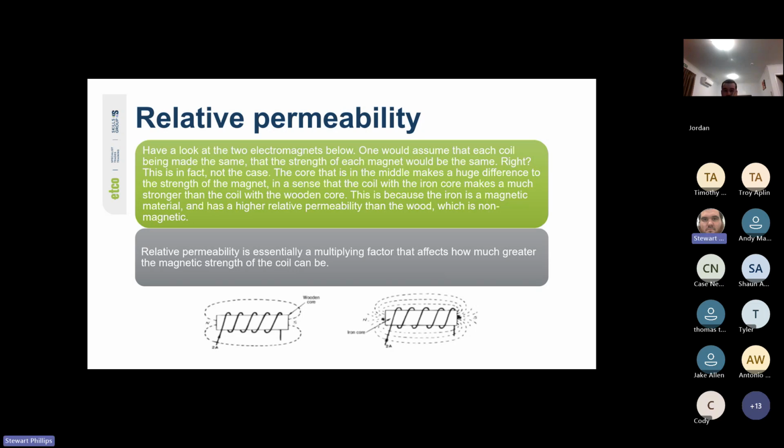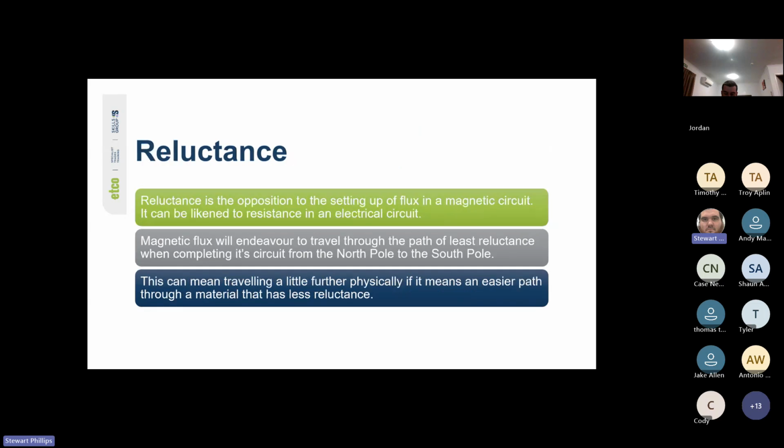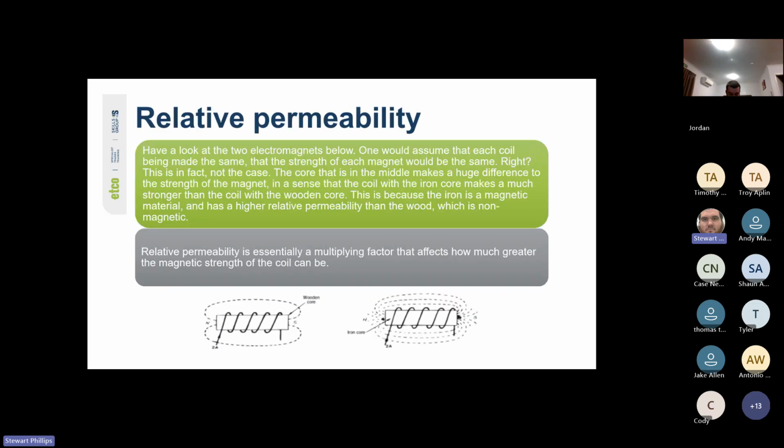So relative permeability is essentially a multiplying factor that affects how much greater the magnetic strength of the coil will be. We talked about reluctance, which is the opposition to the setting up of a flux in a magnetic circuit, and then permeability or relative permeability. Relatively speaking, wood is less permeable than iron, but one iron core might be more permeable than another iron core, but they have the same reluctance.